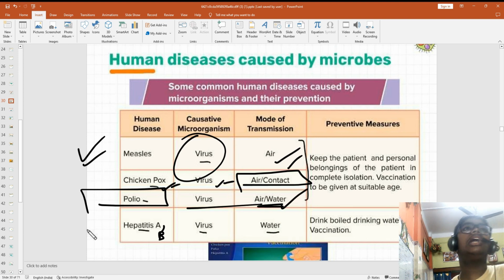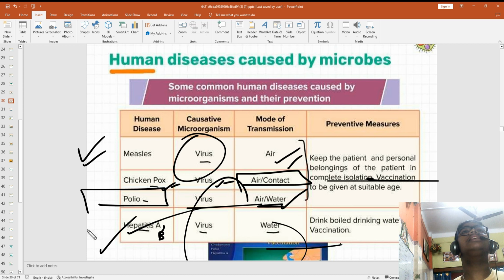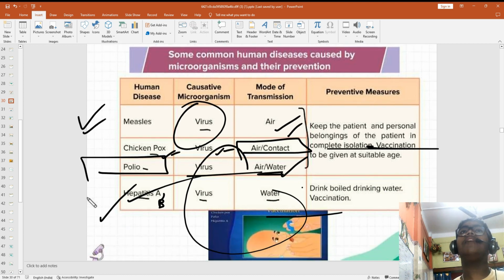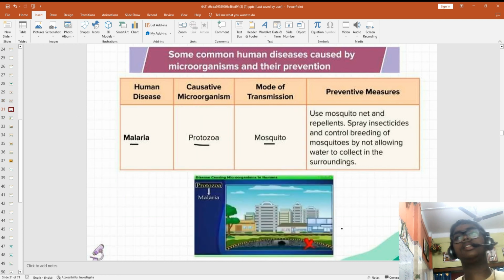Do you remember that you were vaccinated when you were very small, those drops in your mouth? That is the polio vaccine. Okay. So what do we have to do? We have to keep the patient hygienic, with good sanitary habits. We have to isolate, and vaccination should be given. Hepatitis A and B are caused by virus and are transferred through water, and we should drink boiled water, and we should vaccinate the person.